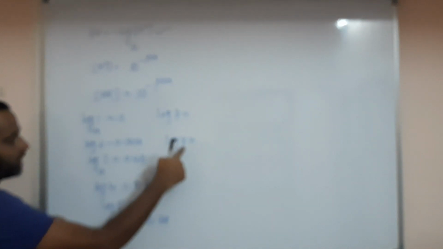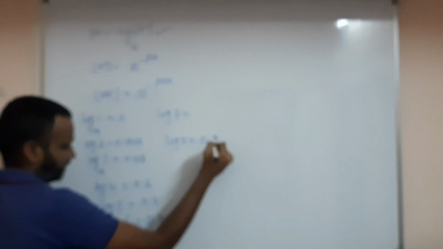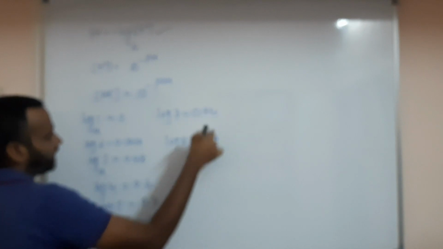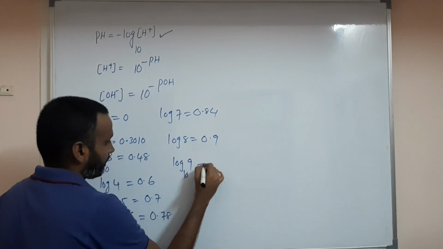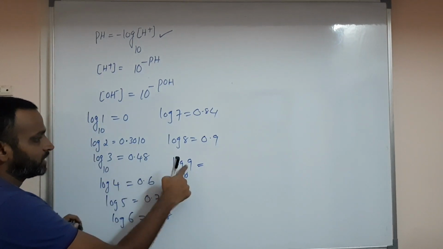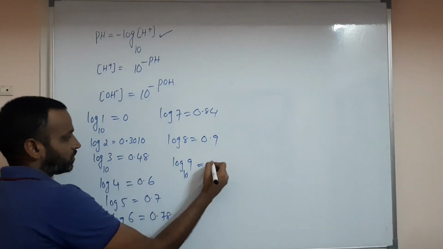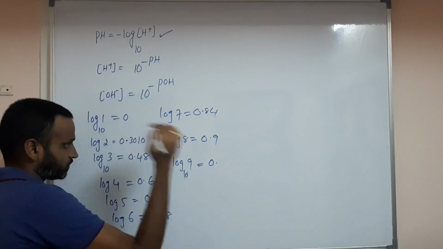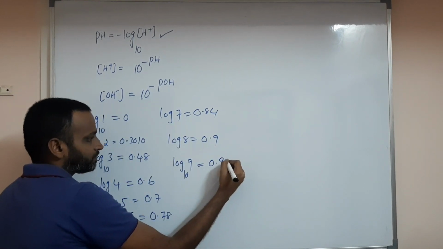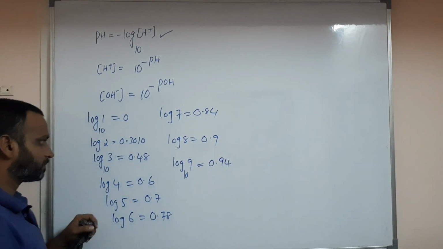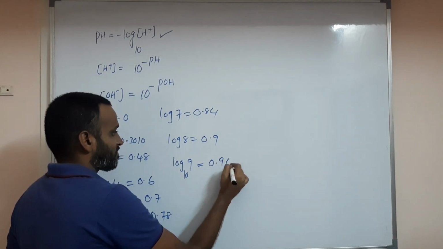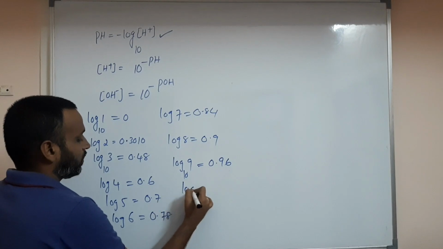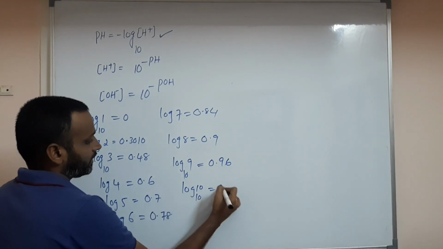Log 8 means 2 cube. 2 cube means into 3, so 0.9. So it's 0.84 something in the middle. Like log 9: log 9 means log 3 square, so into 2, so almost 0.94 something, into 2, no? 0.967, okay, approximately. Log 10 base 10, it's 1.